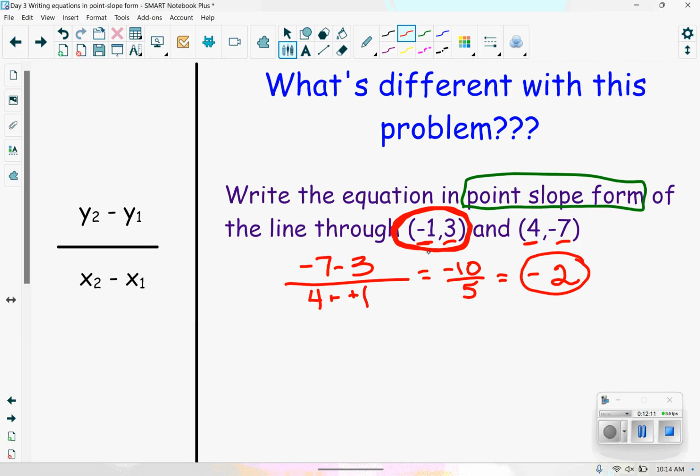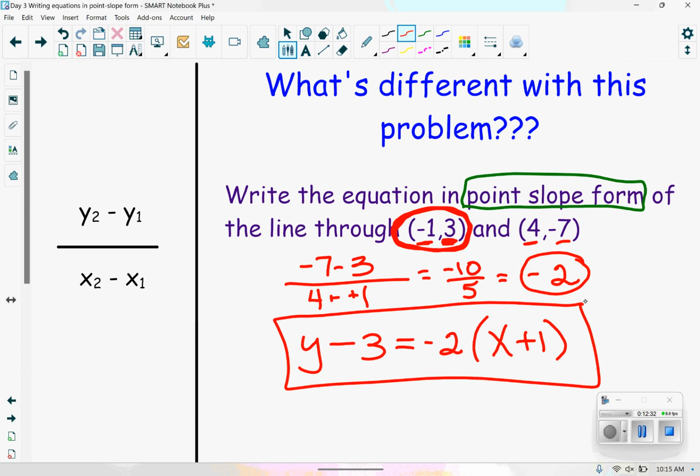All right. So I'm going to use that point, and it's going to be y minus the y, which in my point is 3, equals my slope, which is -2, parentheses, x minus, minus 1. So it's going to be x plus 1. And I'm done. The only extra thing is I had to get my slope before I started.